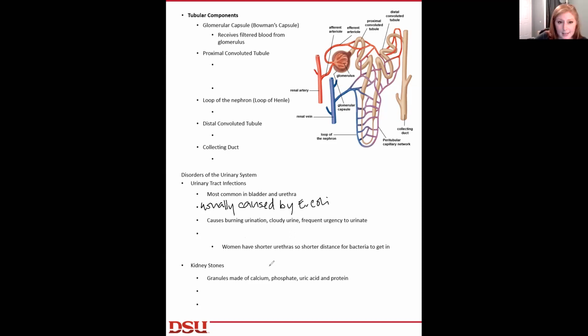Okay, let's continue. So UTIs can cause burning urination, cloudy urine, and a frequent urgency to urinate. It is most common in women for the reason I've already said, and that is simply the fact that women have shorter urethras than men. So it's easier to get up there. And while these symptoms don't sound pleasant, they also don't do them justice. It's very, very unpleasant.